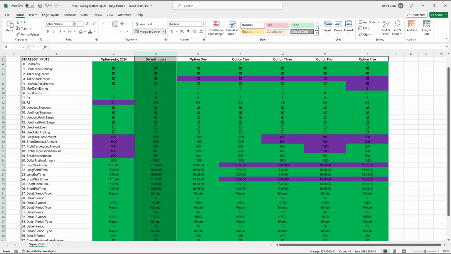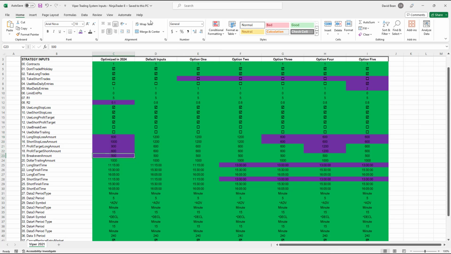And so one of the things I looked at was the optimization. I don't always like to optimize, but I did optimize the inputs on Viper from January the 1st of 2024 to about a few days ago, April the 8th. We didn't optimize all the inputs. The only things really changed was this R2 to 0.1. We changed the stop losses and profit target amounts on this.